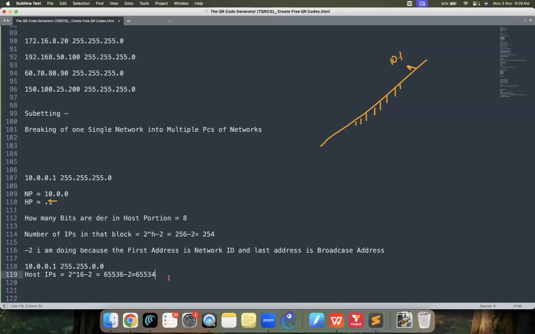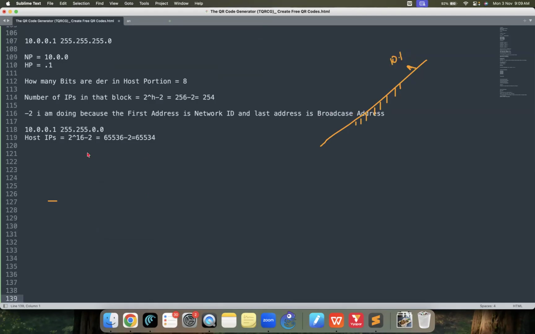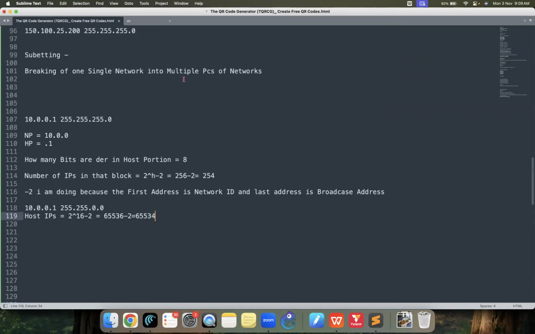Now, it's not practical that I can have this many IPs in my network. How can I reduce the number of IPs? That is where subnetting comes into the picture. Subnetting means breaking one single network into multiple pieces. So let's break this down.